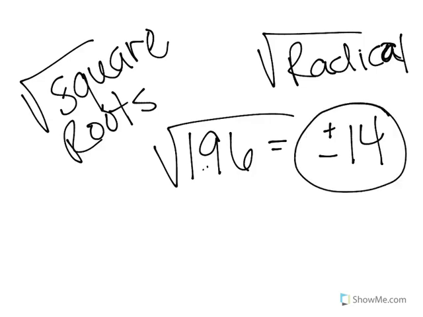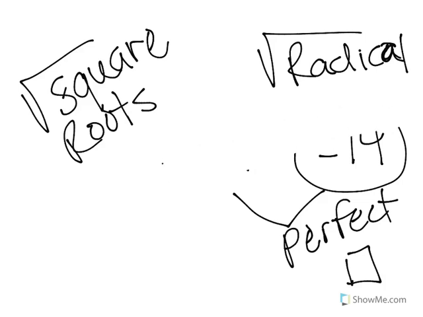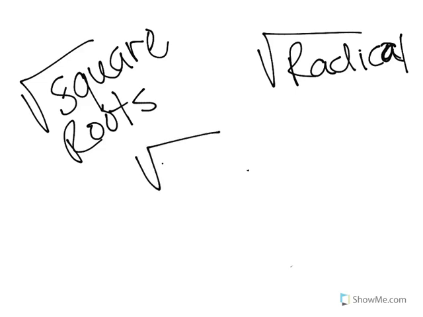And these, I'm just giving you two examples of a perfect square. What is a perfect square? A perfect square is when your answer is an integer. So what's not a perfect square? I'm glad you asked. So let's do the square root of 26.